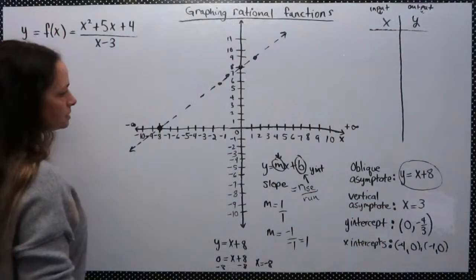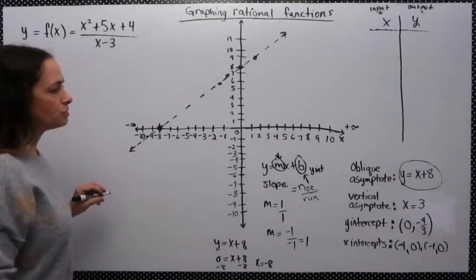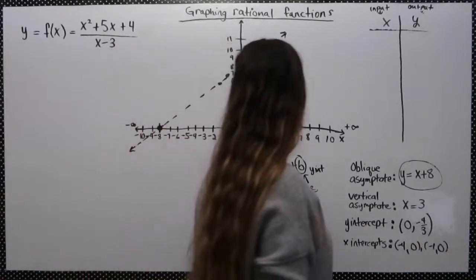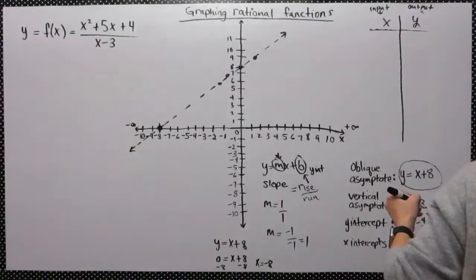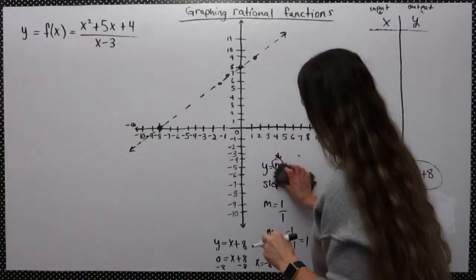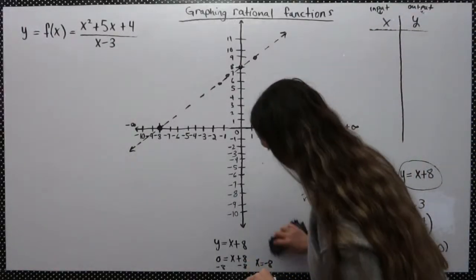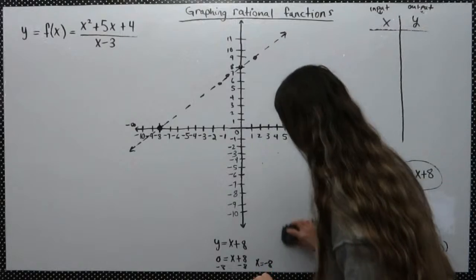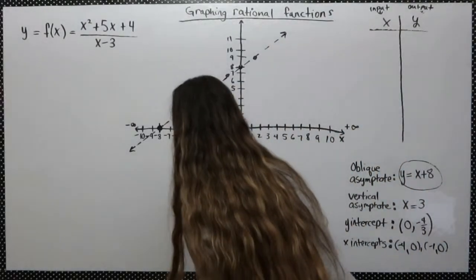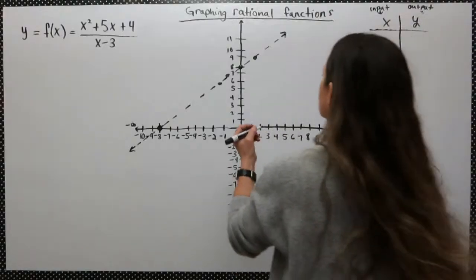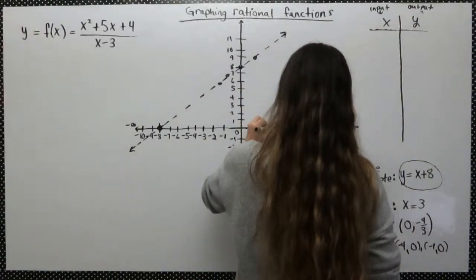And I'm going to go ahead and sketch my vertical asymptote. There's one at x equals 3. And see how straight I can get it without the ruler. So we've got a dash on 3.